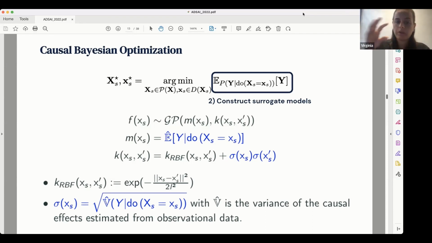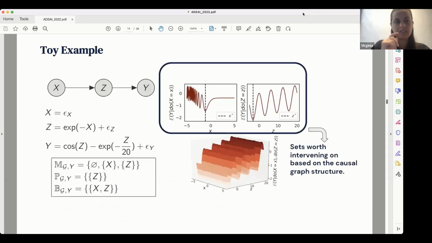And we construct this type of surrogate model for all causal effects, so the causal effects corresponding to each intervention set that we want to explore. So for instance, if we look again at our example X, Z, and Y, we've seen how we need to explore only X and Z individually. And on the right, you see this one-dimensional function that are the causal effects for this causal model of an intervention on X and an intervention on Z.